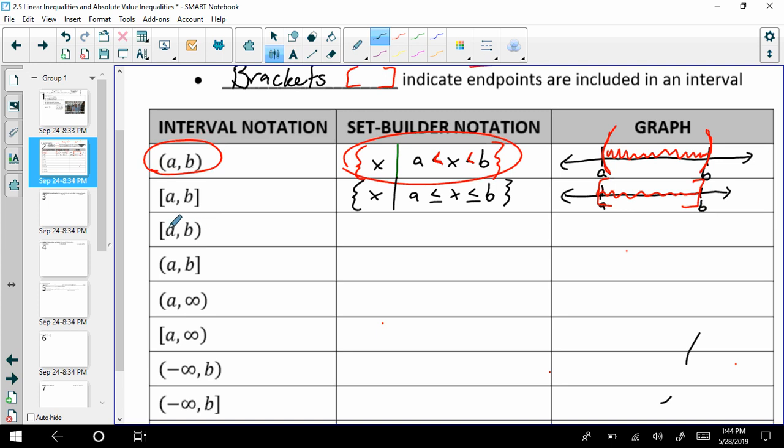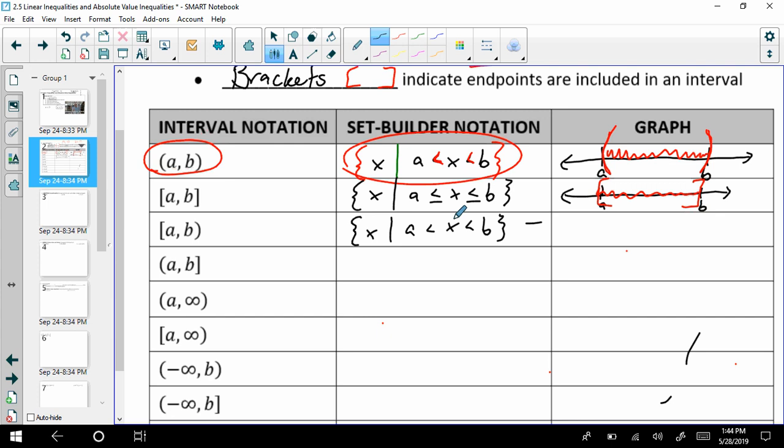Okay, next one. See if you can visualize what this would look like in words. So I want to stay between A and B. A could be an answer, but not B. So if we think about what this would look like in set builder notation, it's all the x's such that, I'm going to set it up here.